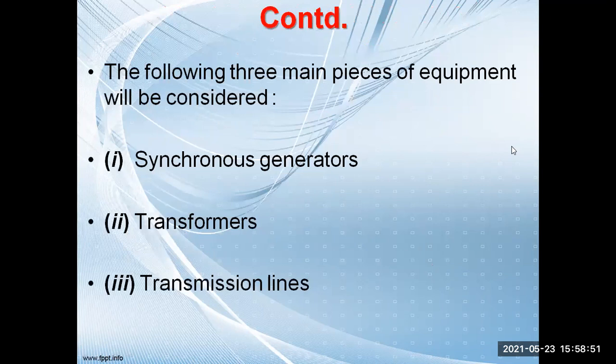Now, the following three main pieces of equipment will be considered. First is the synchronous generator, second is the transformers, and third is the transmission lines. These are the main equipment, because from the generator the power is generated. After that, there will be a transformer, which is used for stepping up the voltage, and at the receiving end we are stepping down that voltage with the help of transformers. In between, we have the transmission lines, which are long or lossy transmission lines. For those cases, we have to understand how to consider the sequence network.